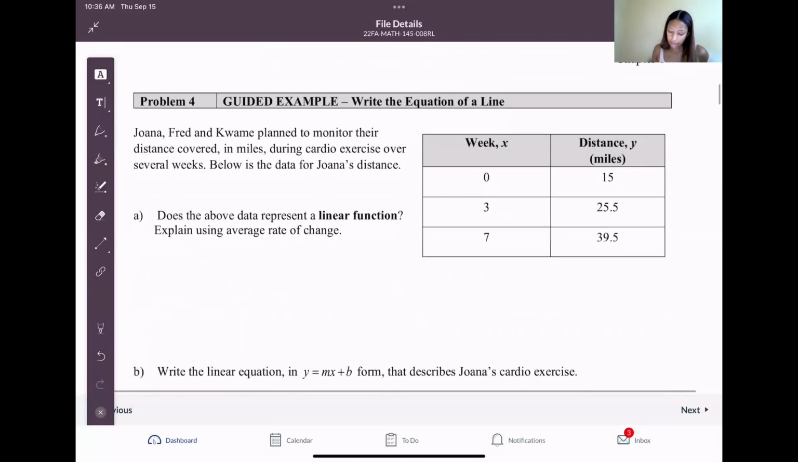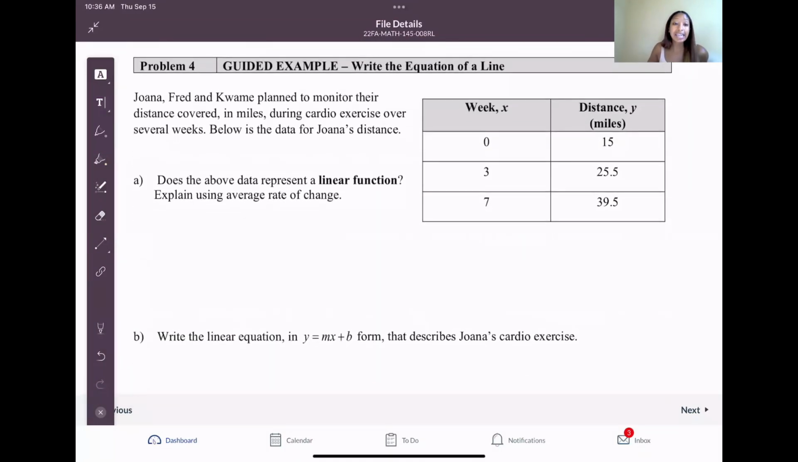Let's keep it going. Then problem number 4, this is a guided example for us where we're given a table. And from the table, we want to write out the equation of a line.